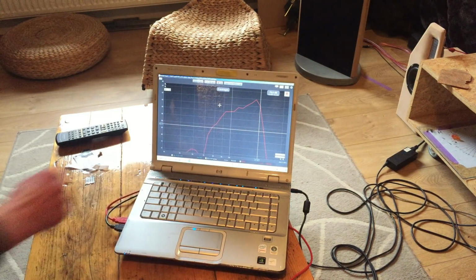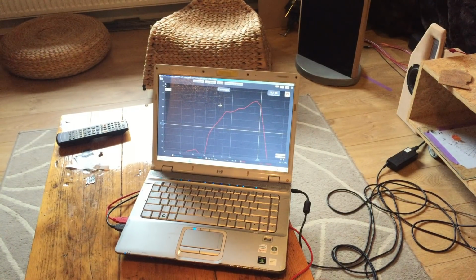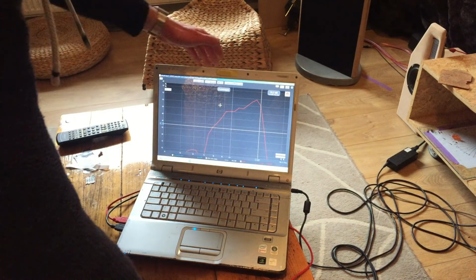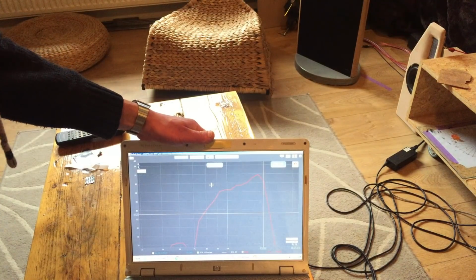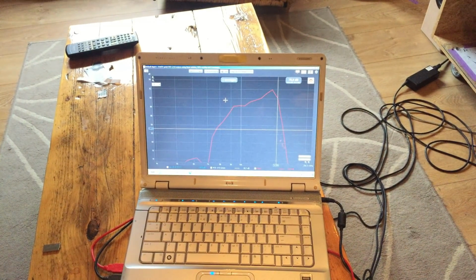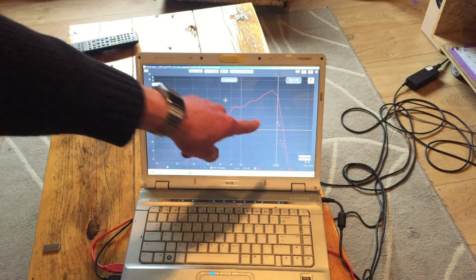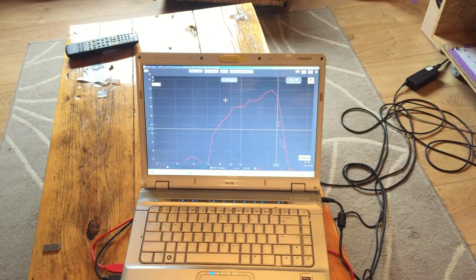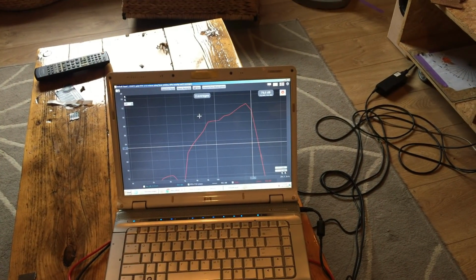Let me see if this red line is visible. I guess so. Maybe I can move you closer or the laptop closer. So, it kind of plummets at 15k, 14.6k. So not ideal, if you ask me.